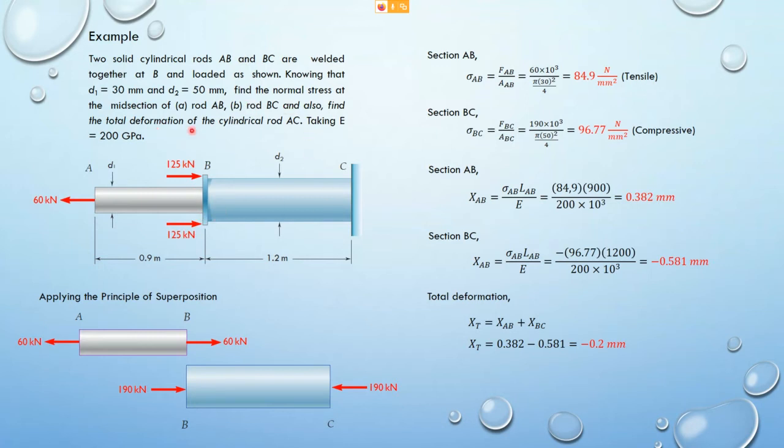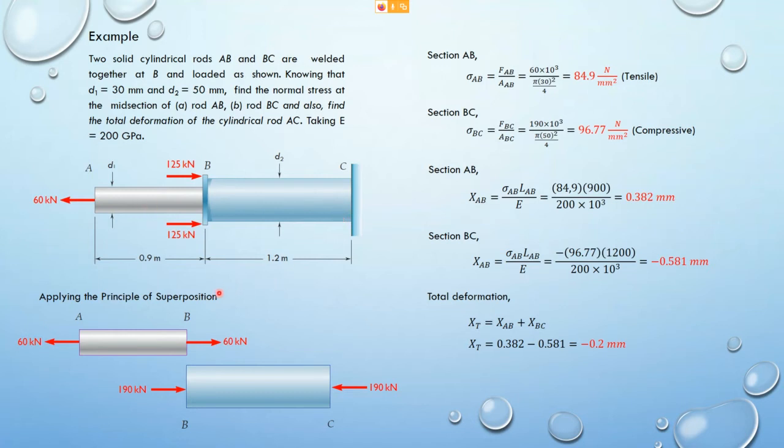Find the total deformation of the cylindrical rod AC. Then you have to find the total deformation of the rod AC, taking the Young's modulus to be 200 gigapascal. So that means there is only one Young's modulus, so the material is the same. We assume that it is the same material throughout.